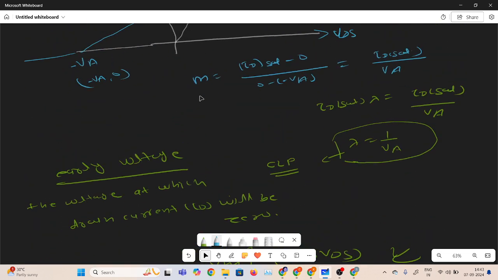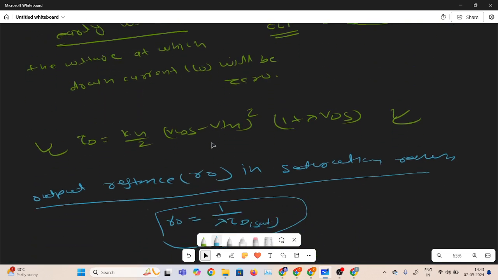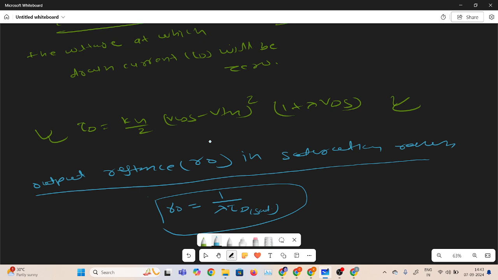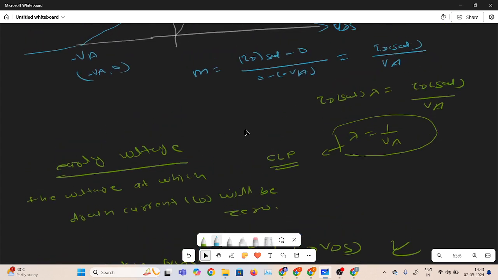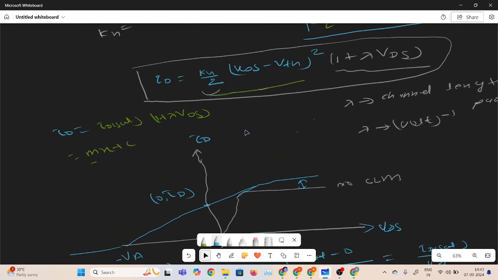I am not telling the derivation. You need to consider this expression and take the partial derivative with respect to VDS, and we will get this expression: R naught equals 1 by lambda ID sat. I hope you understand this first short channel effect, a second order effect, the channel length modulation.